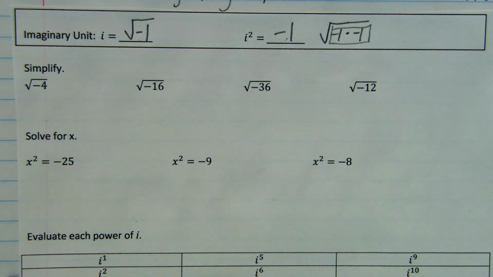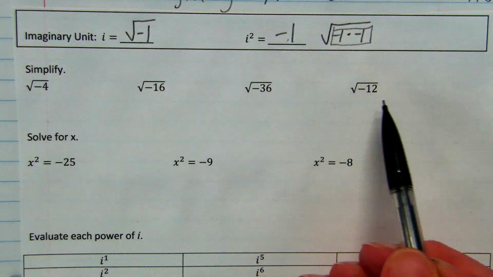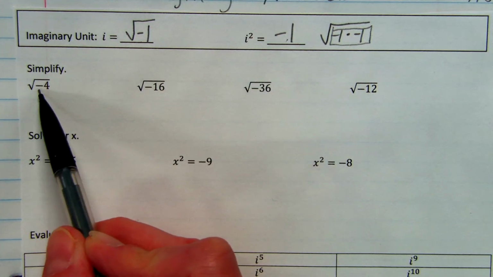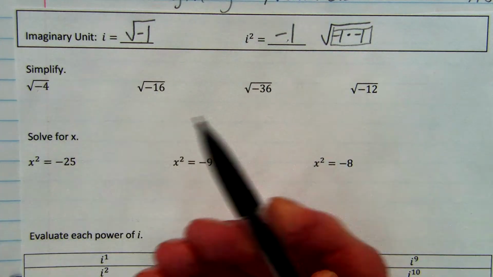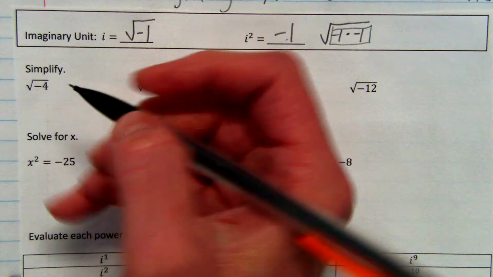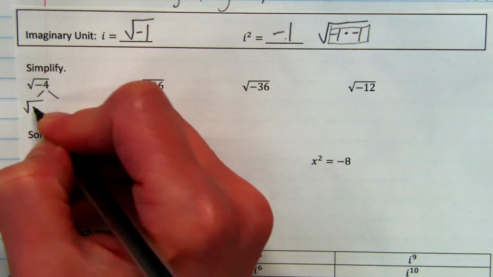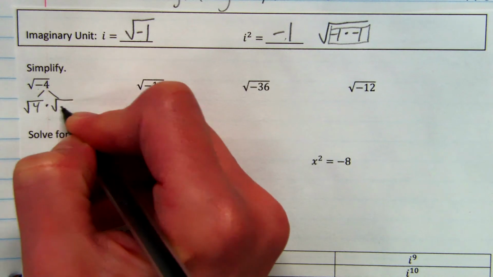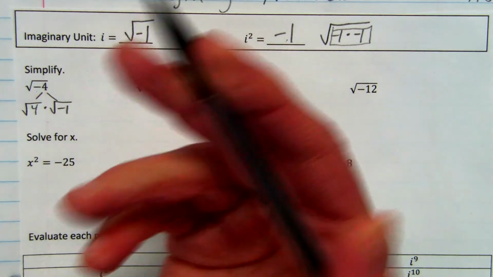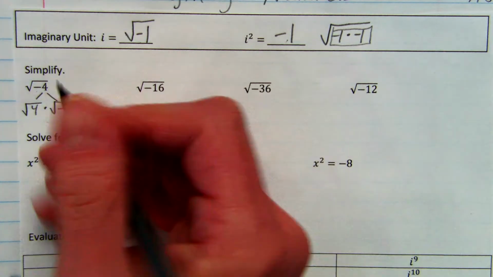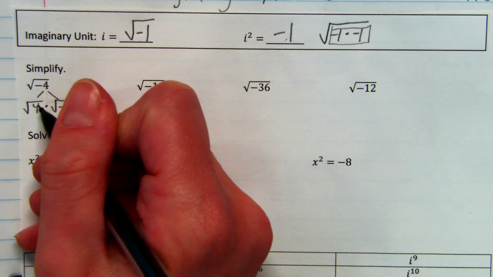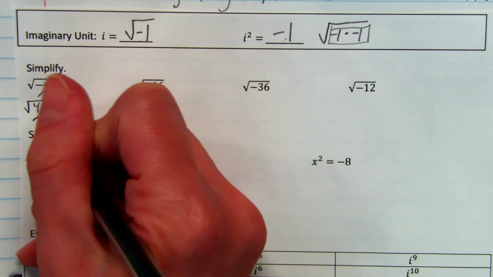So when we are simplifying square roots that have a negative on the inside, this is only when they're on the inside, there's just a little extra step. What we do is we separate this out. The square root of -4, we're going to make it the square root of 4 times the square root of -1. So we're sort of using that multiplication rule backwards. The square root of 4 we can do. 4 is just 2 times 2, so that's going to be 2.